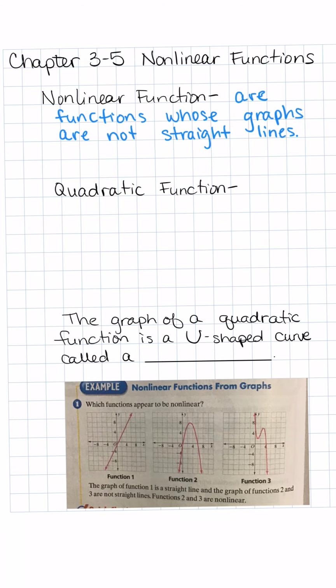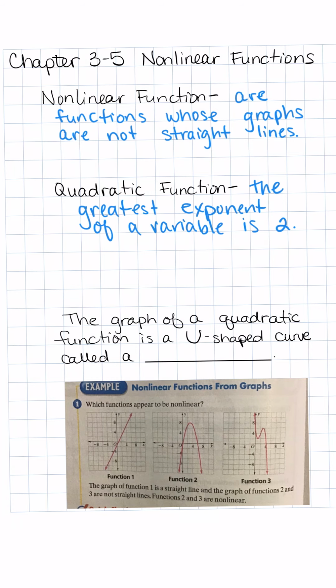Write that down. So exponent is the number above. So if you have x squared, this is the exponent. And so this is saying that the greatest exponent of the variable is 2. So 2 would be the biggest it can be for a quadratic function.